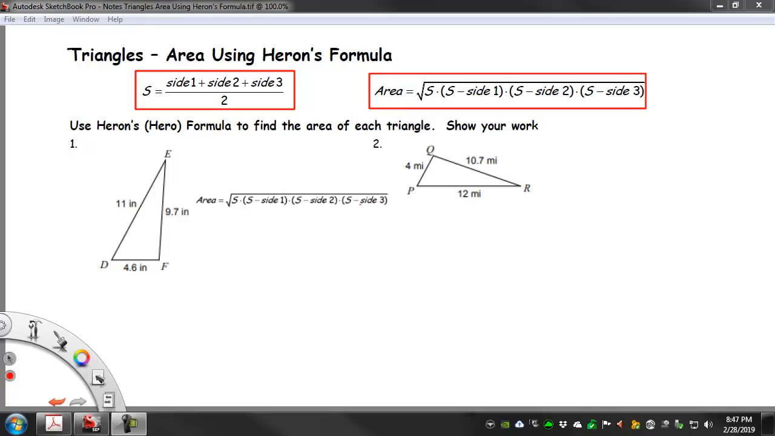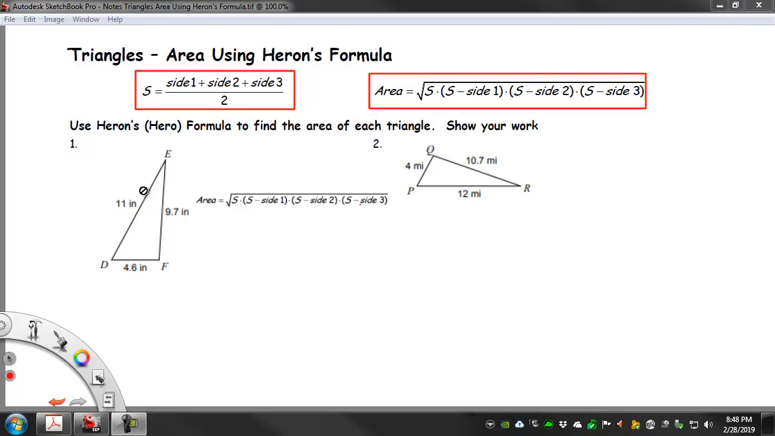Okay, welcome students. In this video we're continuing with our ideas on triangles, and in this one we're going to find the area of triangles using Heron's formula. I know the H is silent in here, which is kind of weird, but that's the way it is.